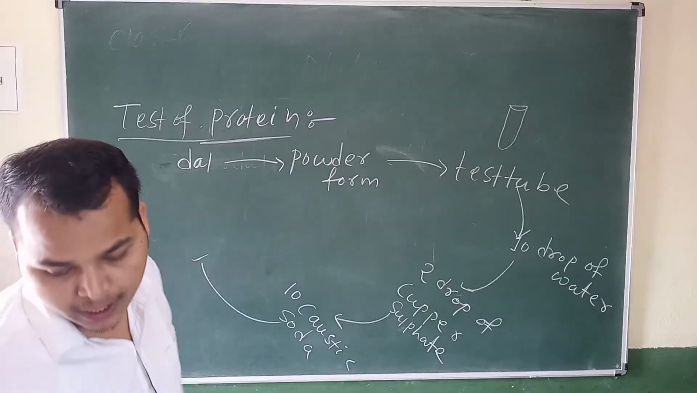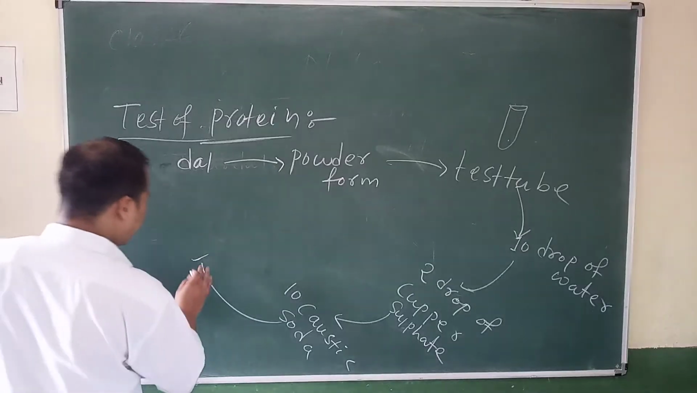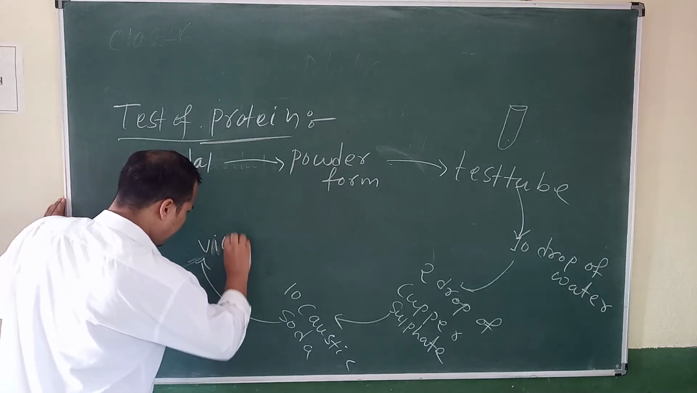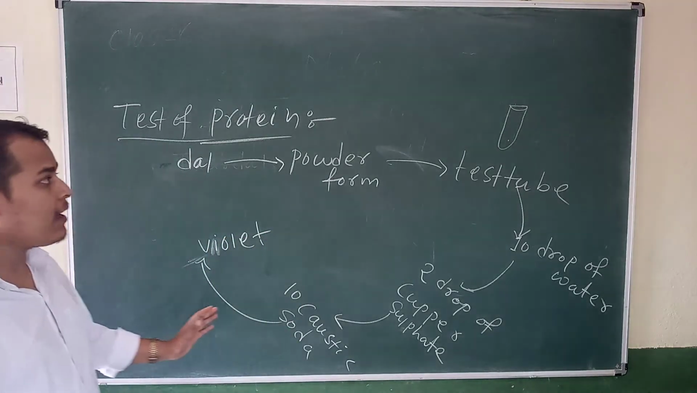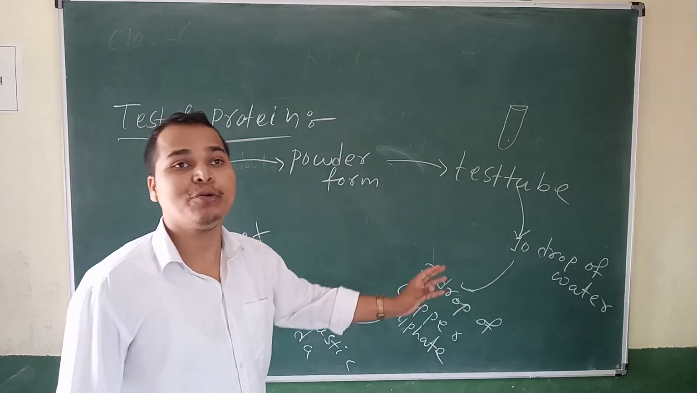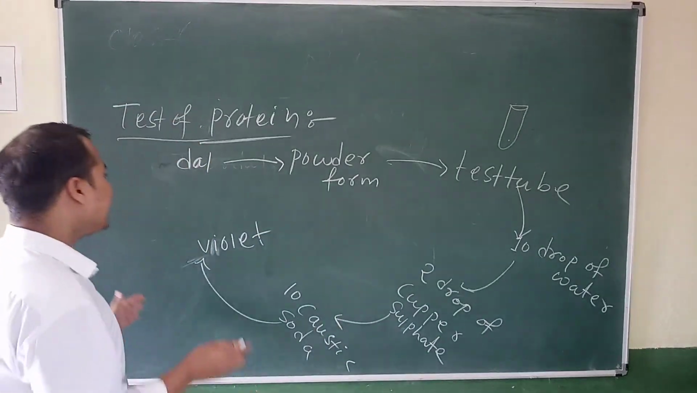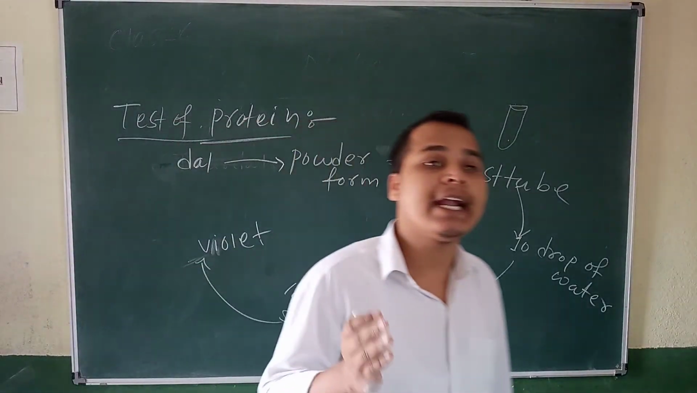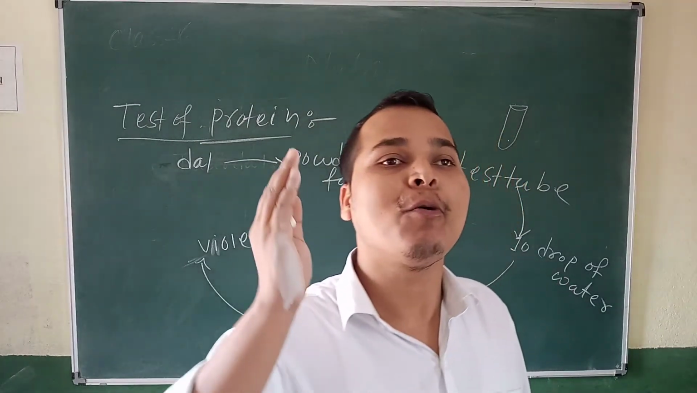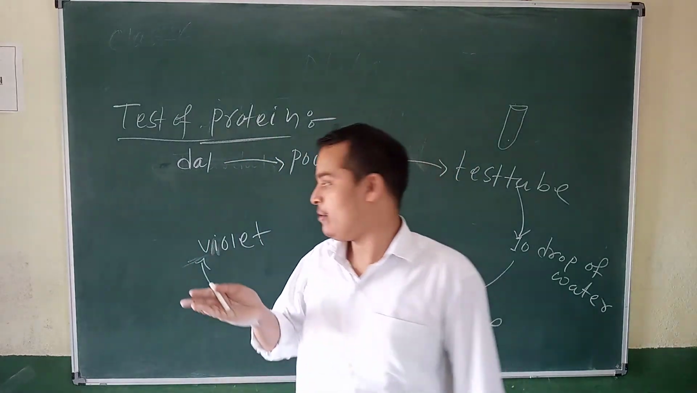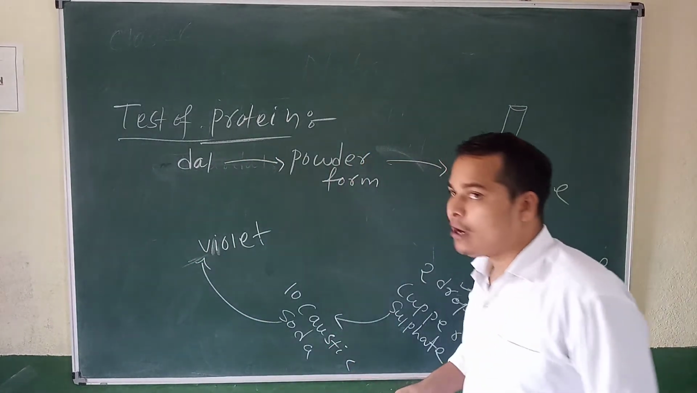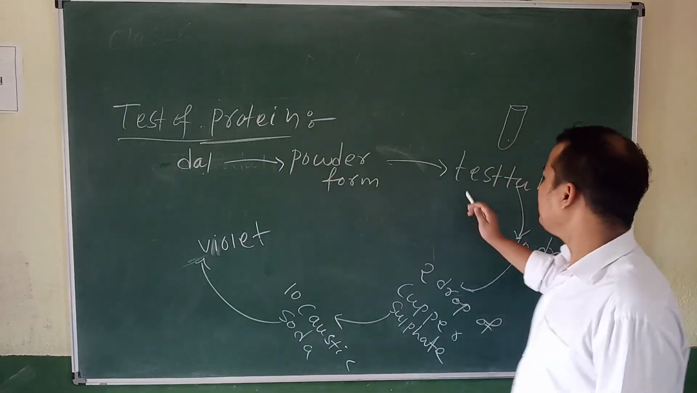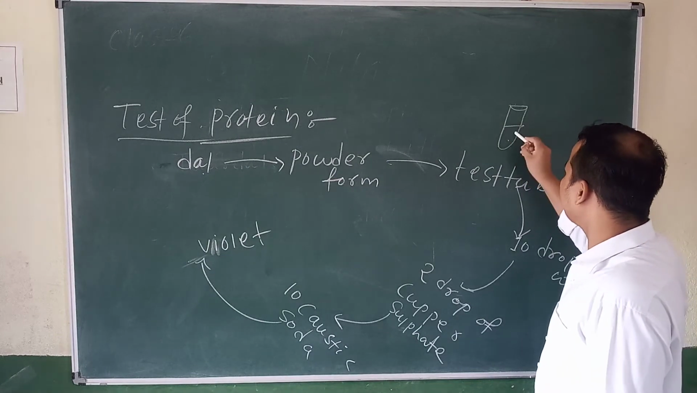What will happen? It changes into what? Violet color. If the test tube becomes violet in color, then this violet color indicates this food contains what? Protein. Yes or no? So first what we will do? Take a dal, then make the powder form. Then take it in the test tube.